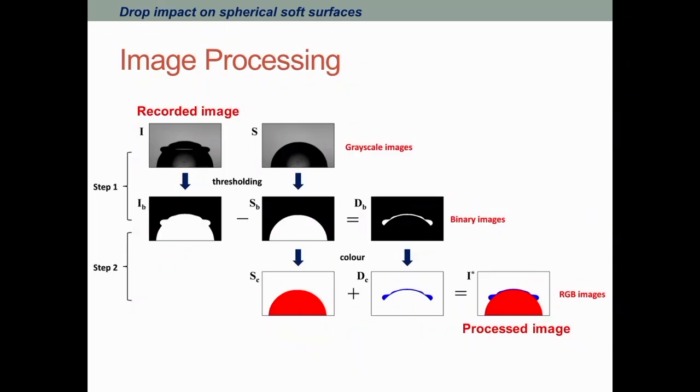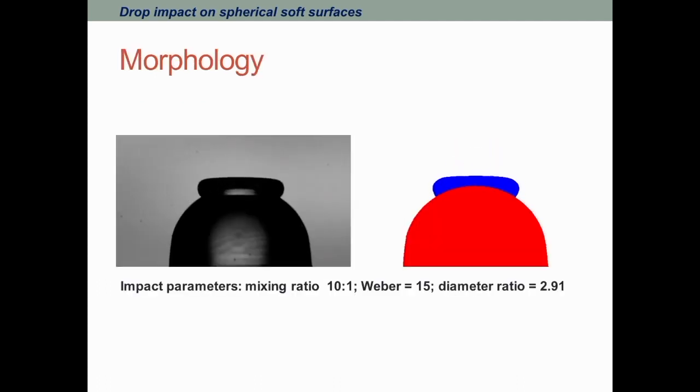And the image processing again. So here I have a recorded image. First, I captured the profile of both the substrate and the drop fluid using image thresholding. And then I subtract the substrate from this one, and I get the profile of only the drop fluid. Then I color the drop fluid blue and the substrate red, and I get the final image. So you can see here what the impact process looks like. Firstly, it impacts on the substrate, and then it spreads, and then retracts, sits on the top, and starts to oscillate.